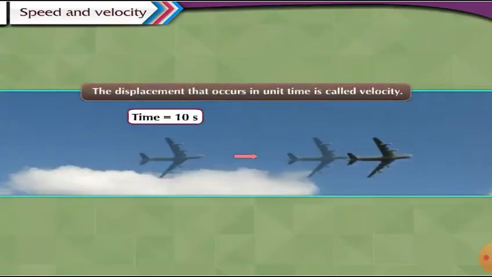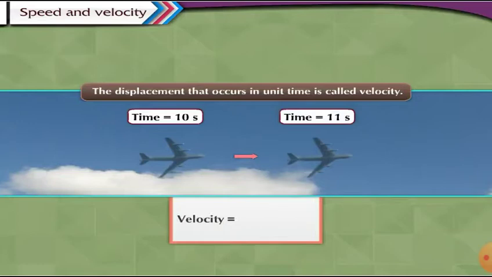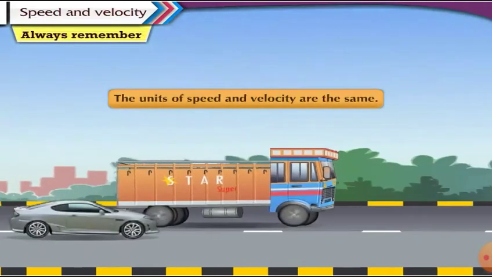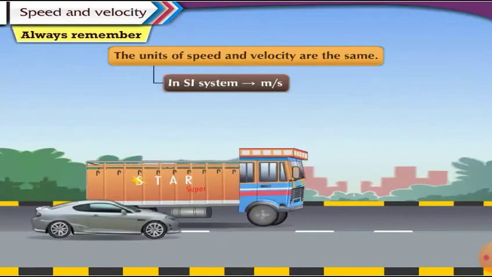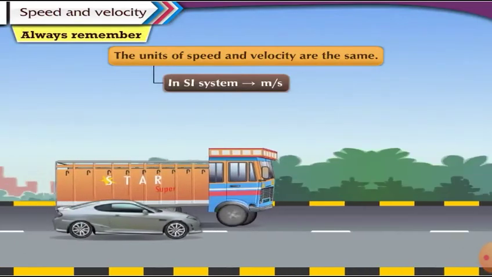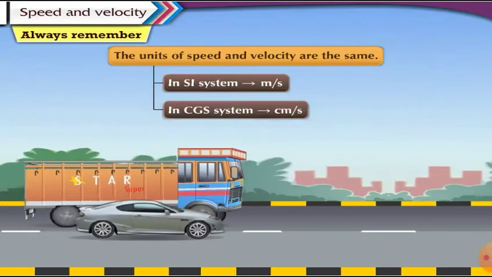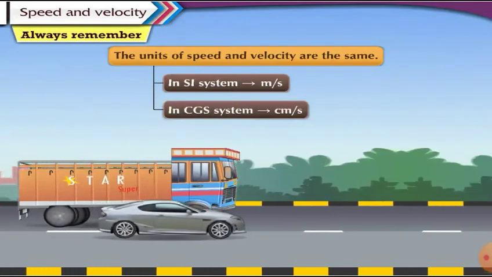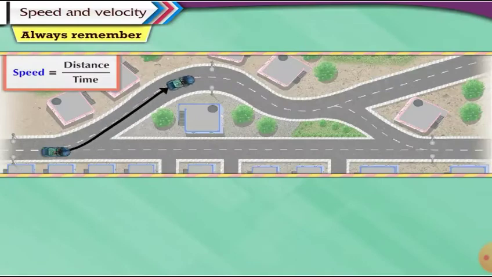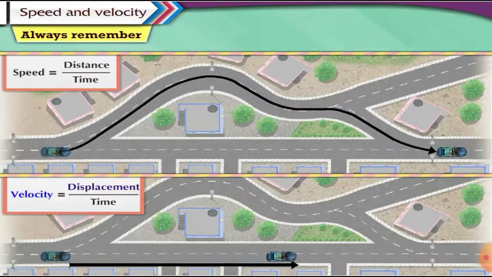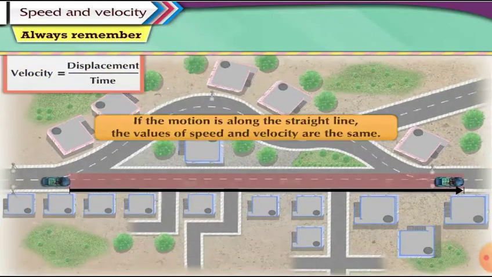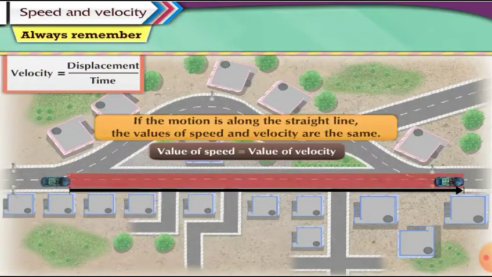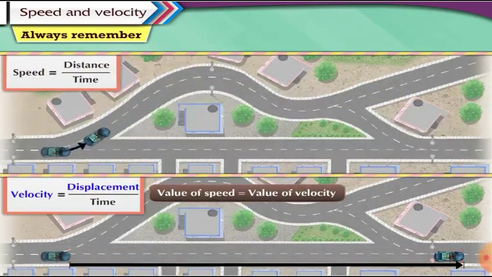The displacement that occurs in unit time is called velocity. Velocity is equal to displacement upon time. Always remember, the units of speed and velocity are the same. In the SI system, the unit is meter per second, while in the CGS system it is centimeter per second. Speed is related to distance, while velocity is related to displacement. If the motion is along a straight line, the values of speed and velocity are the same. Otherwise, they can be different.